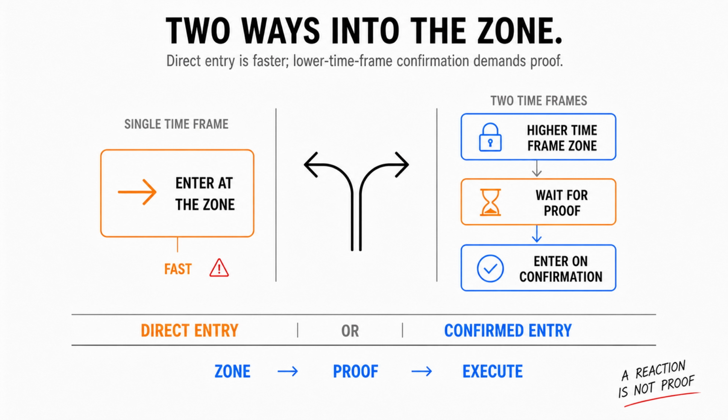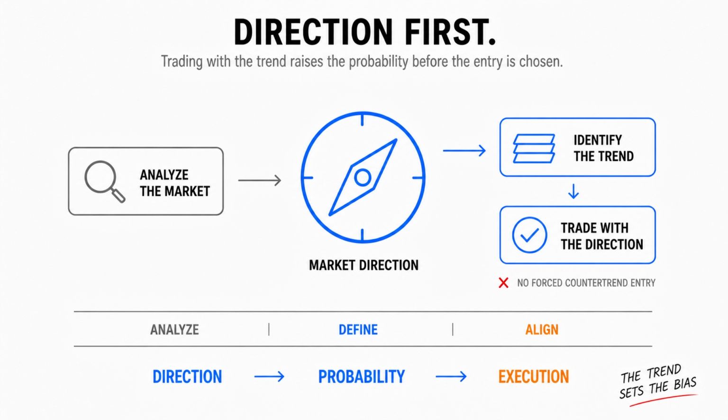Let us start with the single time frame supply and demand entry. This approach follows a clear and simple sequence of steps. It can be applied to any market and on any time frame. The first step is always to identify the overall market direction, because trading in alignment with the trend increases probability. So let us begin with a quick and practical way to determine that direction.